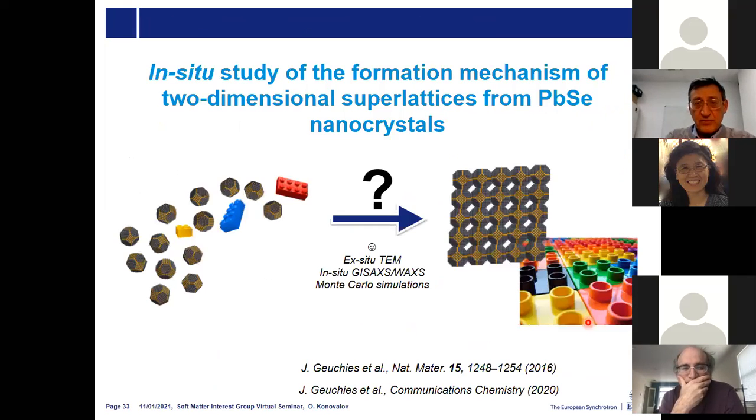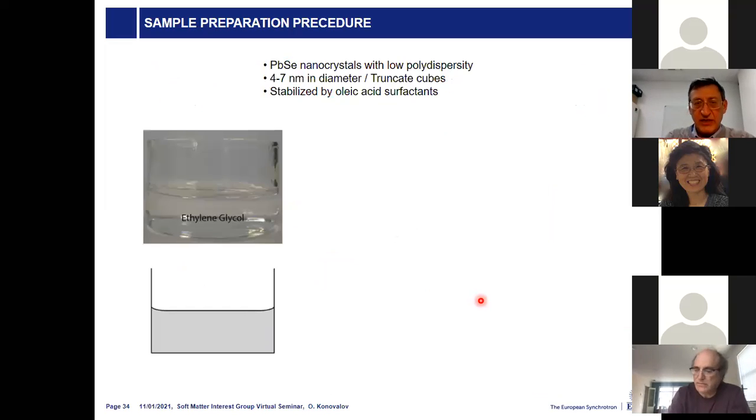And then, having this as a base, we decided to see how these nanoparticles on the liquid surface grow and organize into two-dimensional arrays, so two-dimensional materials. The process is, from one side, quite easy. We take lead selenide nanocrystals with low polydispersity. The average size depends on the sample, between 4 and 7 nanometers in diameter. This is a truncated cube shape, and they are stabilized in oleic acid and dissolved in toluene.